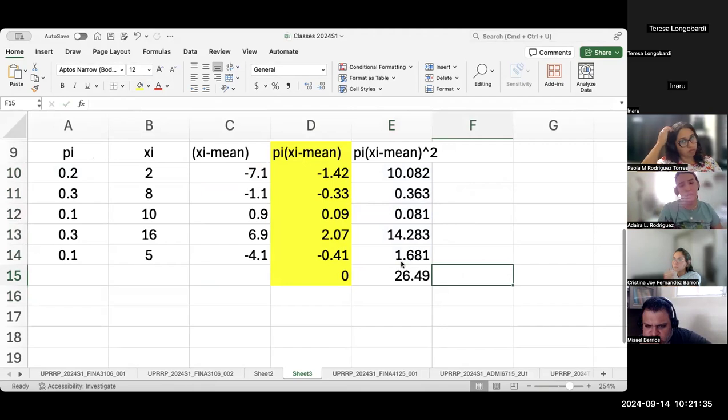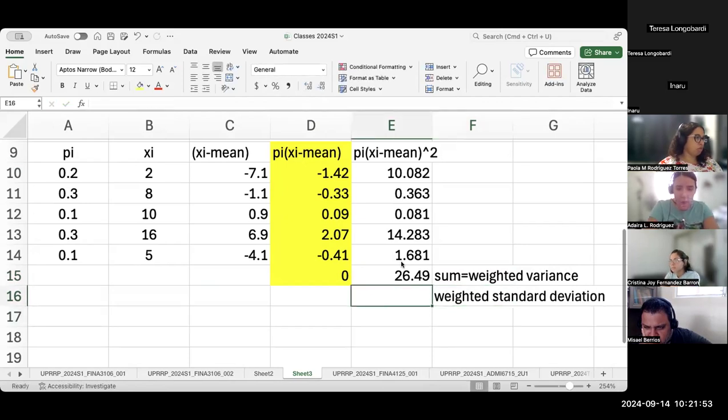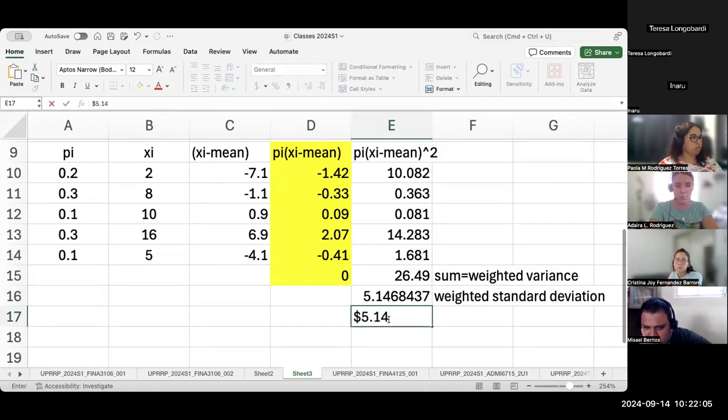And now that I've summed, this is called again, the sum is equal to the weighted variance. But we really want the standard deviation, because that will put us back in dollars. So we take the square root, it puts us back in dollars. So this is $5.14 or $15. Questions?